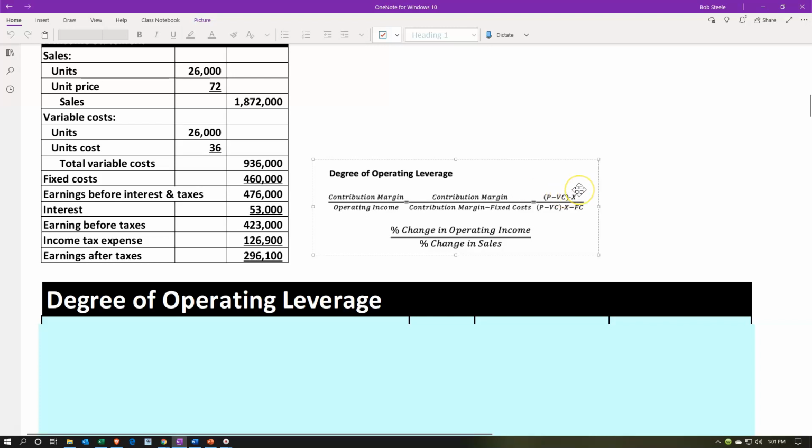You could then back into this information if you're in that standpoint, or you might use an alternative type of method to get to a similar endpoint, such as this calculation here: percent change in operating income divided by the percent change in sales.